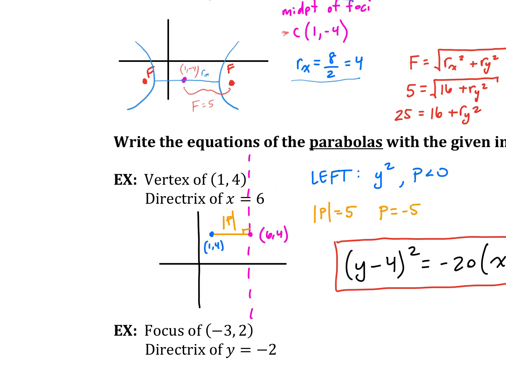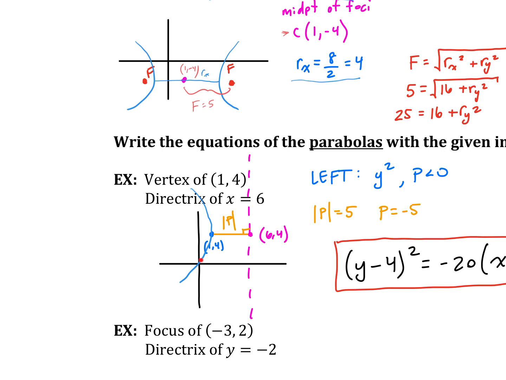So let's take a look over here. Okay, we are given our vertex, so we plot that 1, 4. And we are given our directrix. It's this line, x equals 6, right? Now, I know since our directrix is to the right of my vertex, that means we have to be opening to the left. My directrix will never touch the parabola, okay? I also know that the distance between our vertex and where our directrix is located is the absolute value of p, okay?